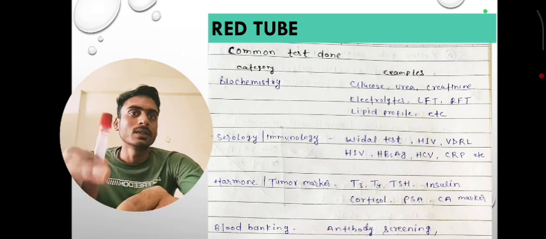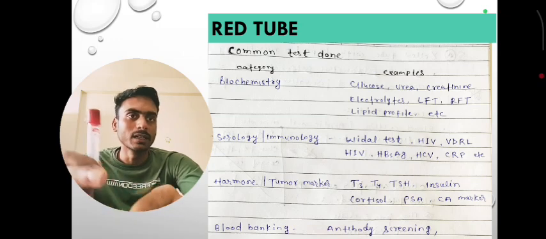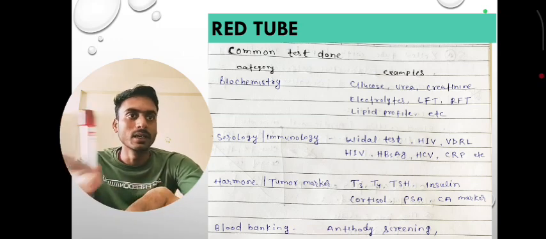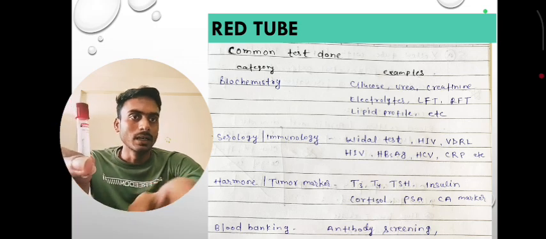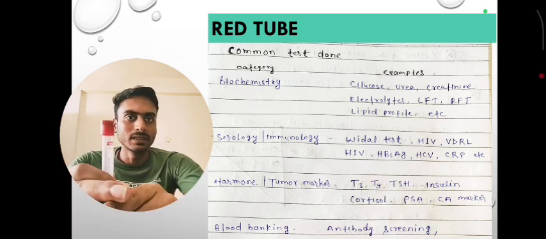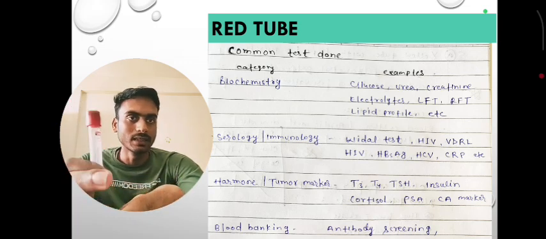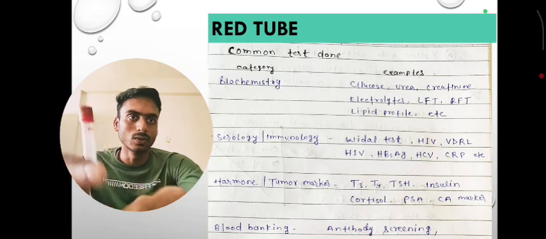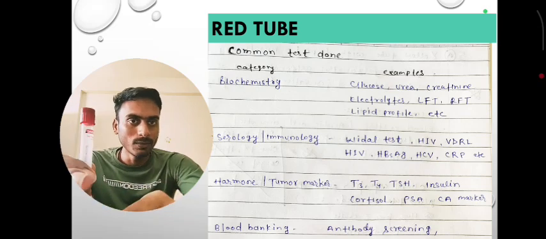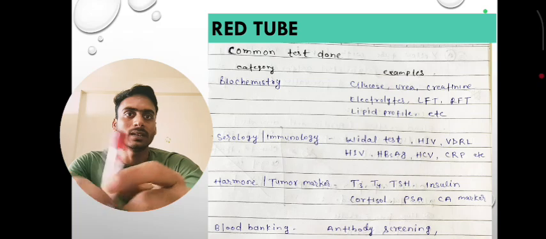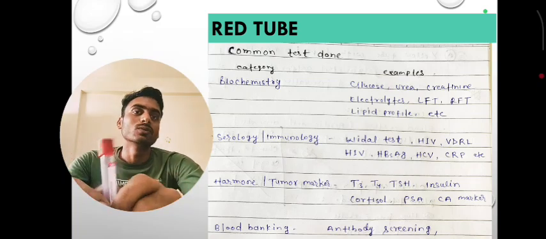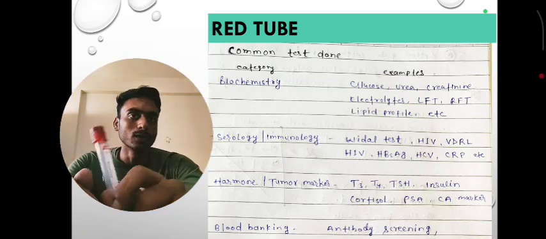Okay, for a serological or immunological test like viral tests for typhoid, HIV, hepatitis, and the HBsAg test, we have to do it. Hormonal tests like T3, T4, TSH, insulin, cortisol. For blood banking, antibody screening we have to do. So at that time you just fill the red tube and go for the test.